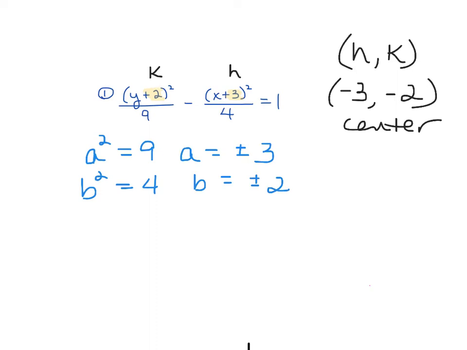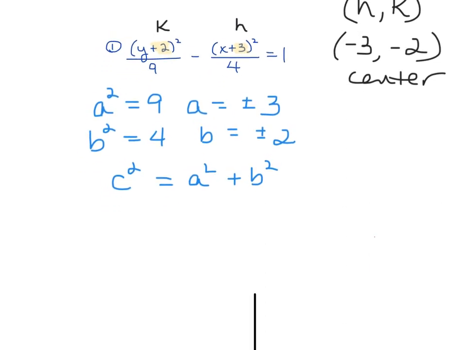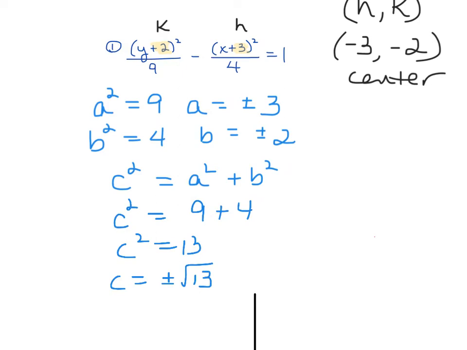To find C squared, C squared is equal to A squared plus B squared. So C squared is equal to 9 plus 4, which is 13. So C will be equal to plus and minus the square root of 13. Let's now calculate the vertices.